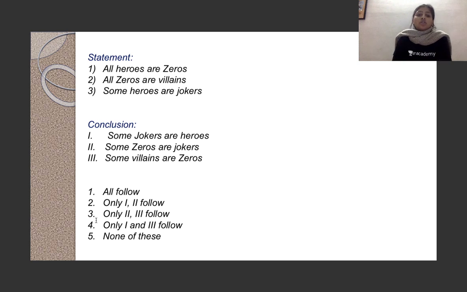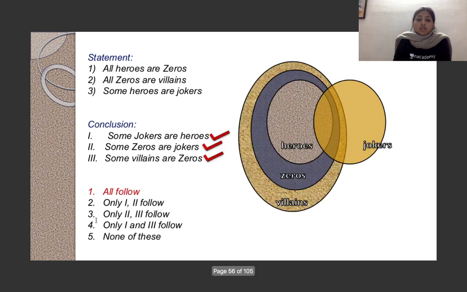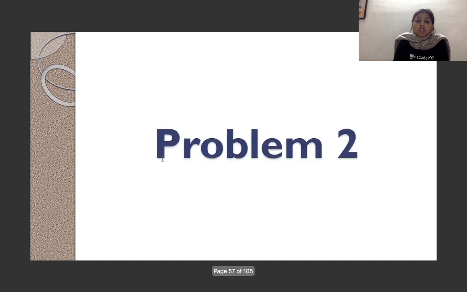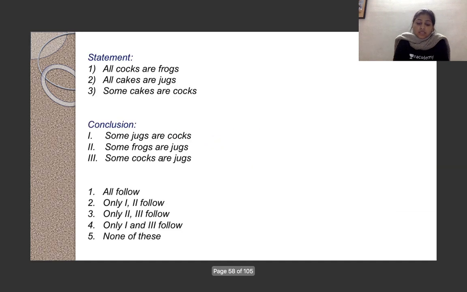Okay, all heroes are zeros, all zeros are villains, some heroes are jokers. So this is how the diagram looks like. So some jokers are heroes, yes. Some zeros are jokers, yes. And some villains are zeros, yes. Answer is option 1, all follows. Next.